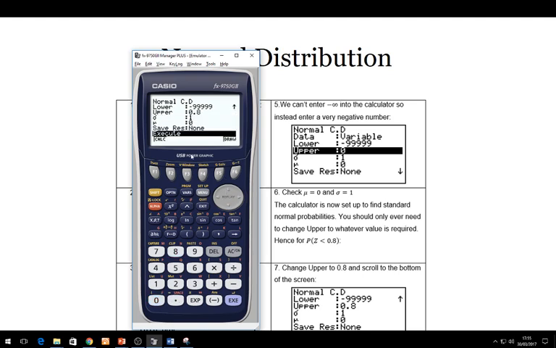Scroll down again. Now you can click calc, but it just gives you all the values as numbers. It's far more interesting to see this already on a graph. So the answer here is 0.7881.